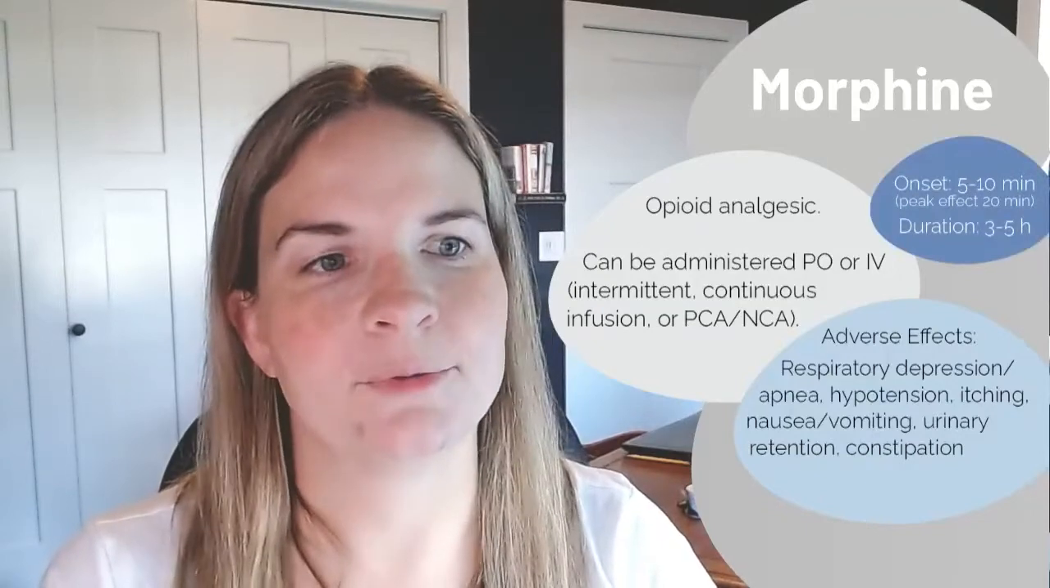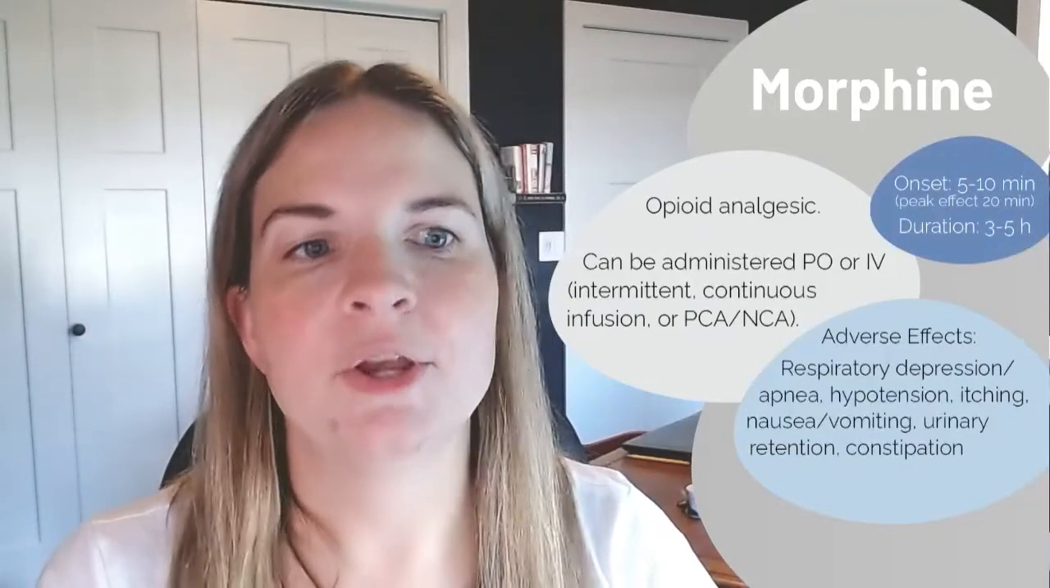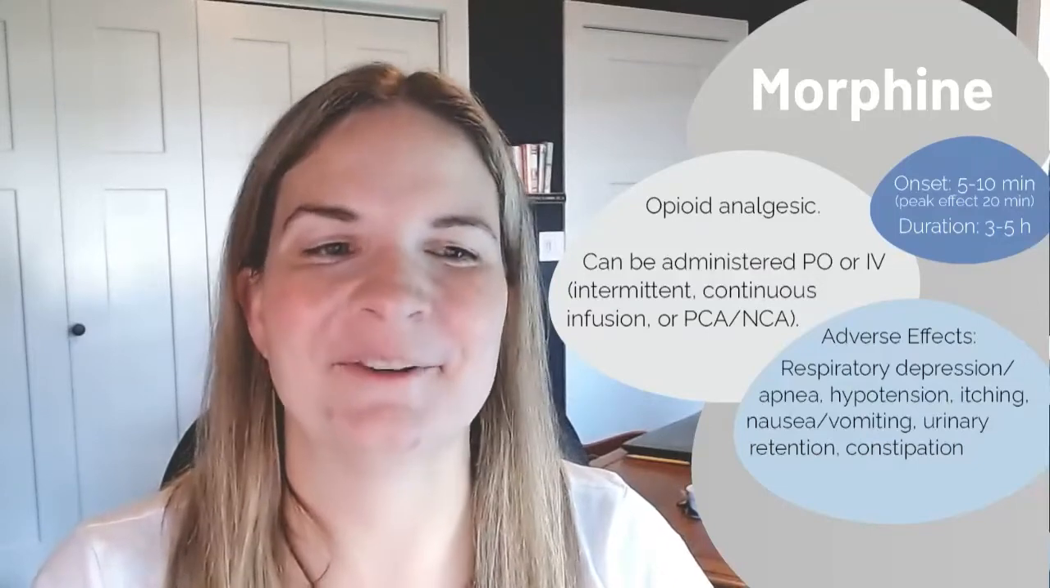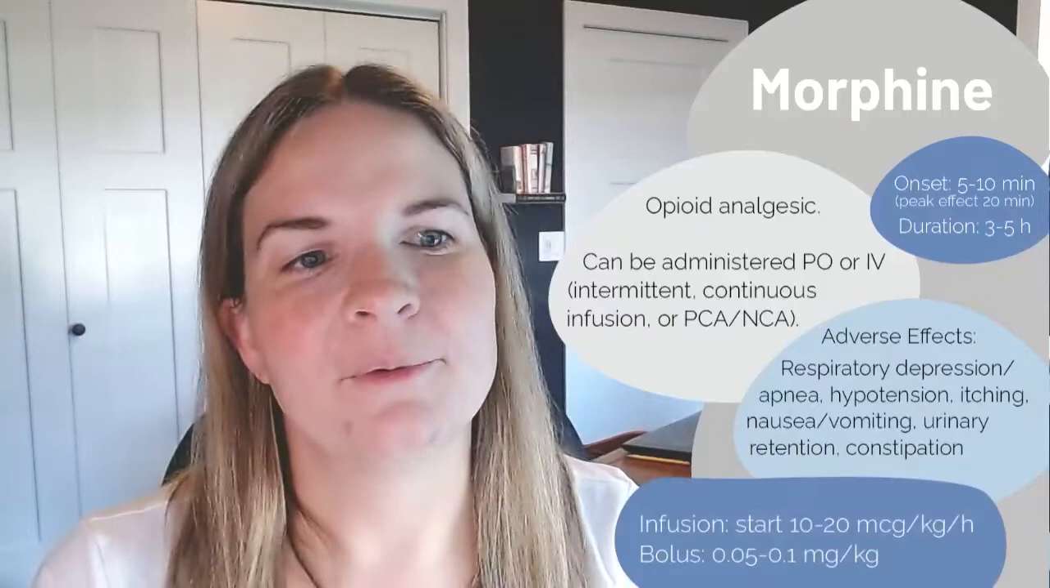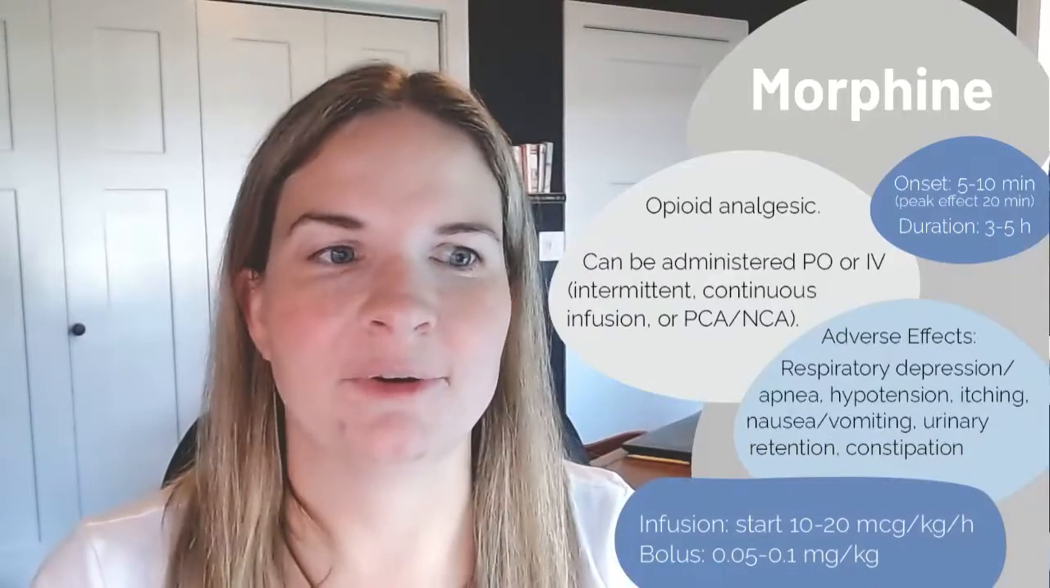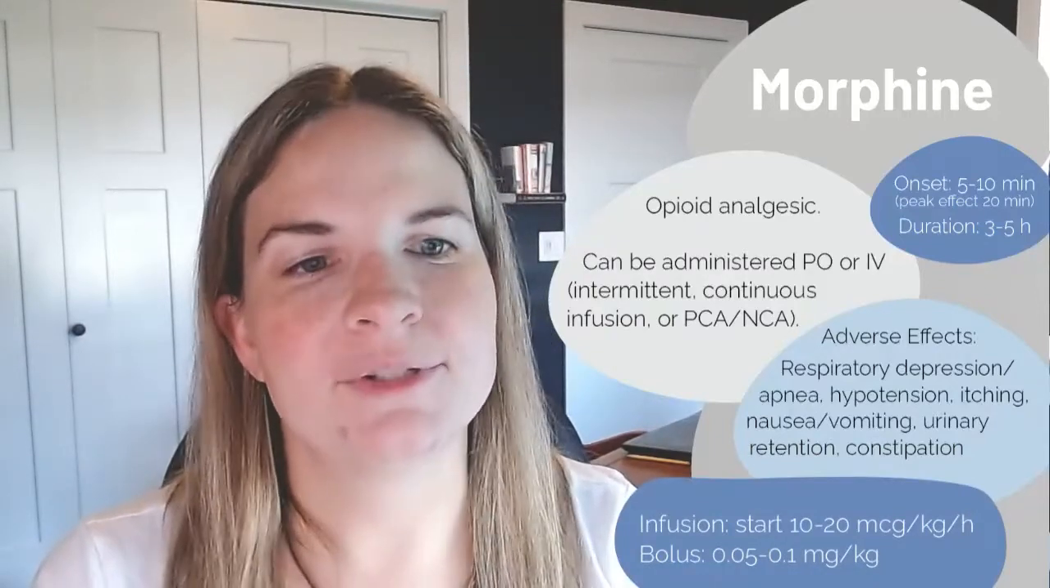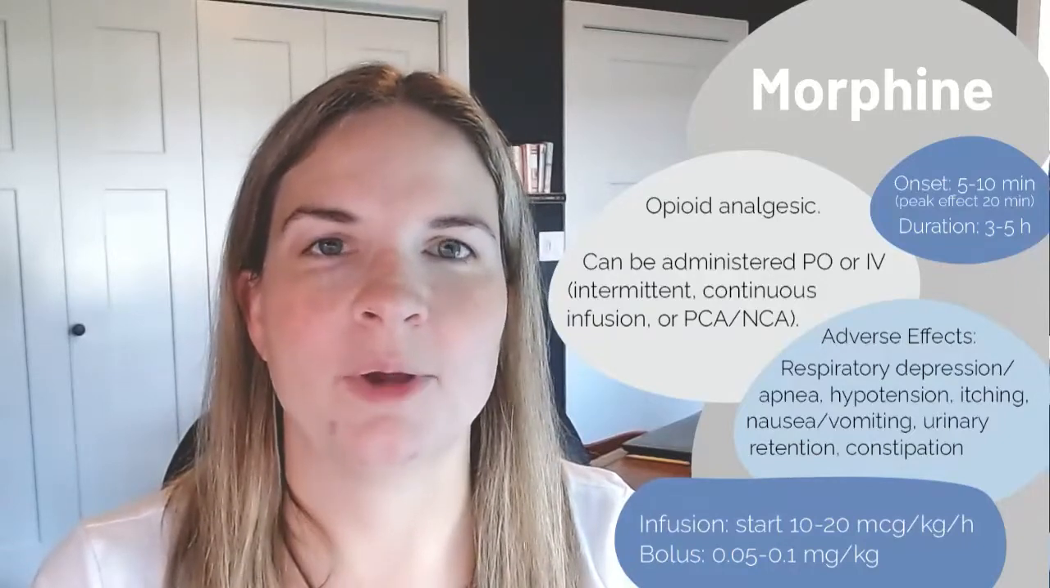IV morphine begins to act within 5 to 10 minutes of administration, reaching peak effect in around 20 minutes. The effects typically last 3 to 5 hours. We start our morphine infusions at 10 to 20 micrograms per kilogram per hour. Bolus doses are typically between 0.05 and 0.1 mg per kg.